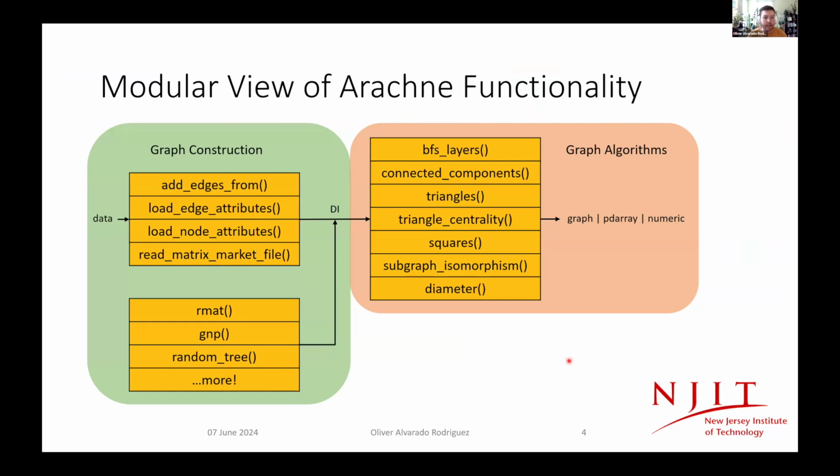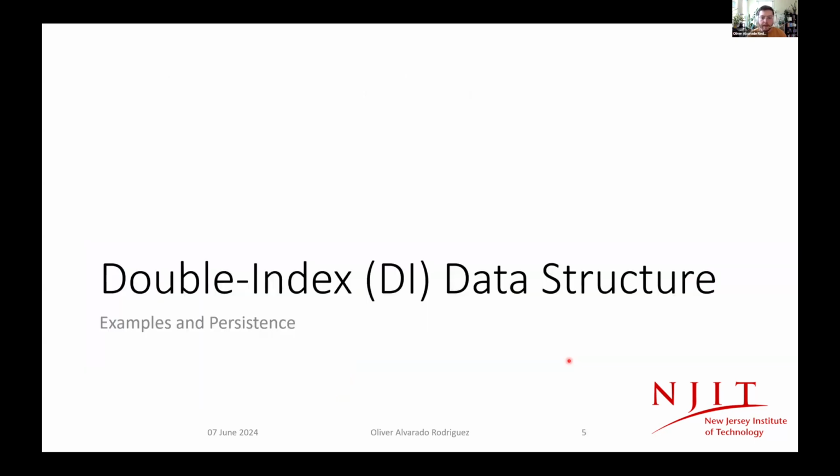So here I just provide a quick modular overview of Arachne functionality. Where in green on the left, we have the functions that consist of converting data into our graph format or to randomly generate graphs. Then once the format is in our DI data structure, we can then execute a suite of graph algorithms and query the graph to return results as either more Arkouda arrays, as a new graph, or some type of integer or real value. The backbone of our algorithms and Arachne itself is our DI data structure.